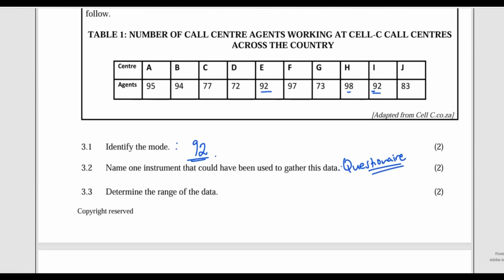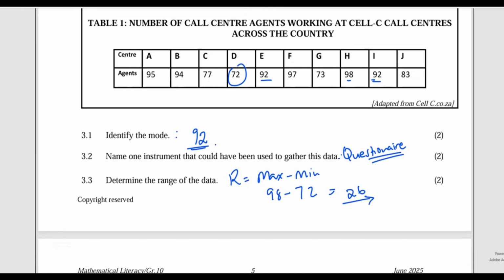Then determine the range. We know that for us to get the range, you must get the maximum minus the minimum, or the highest minus the lowest. So our maximum is a 98, and then our minimum is a 72. Okay, so 98 minus 72 gives me a 26. So that becomes our range.